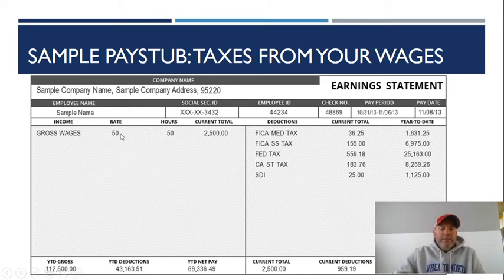It might tell you how many dollars you make per hour. For this individual, the rate here is 50. We can assume that's $50 an hour. That's a pretty nice job. They worked 50 hours this pay period, and so it tells them a total. We'll get to that in 2 seconds.